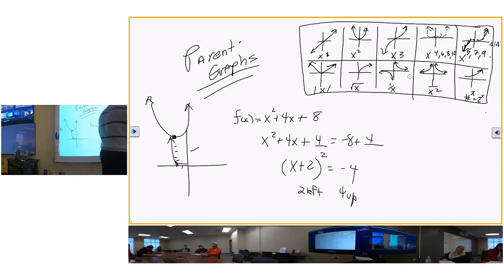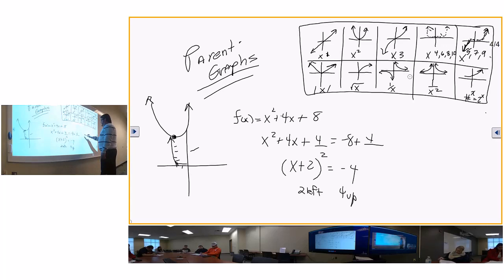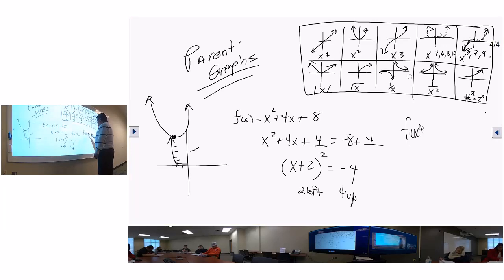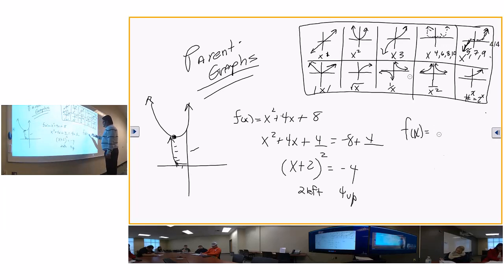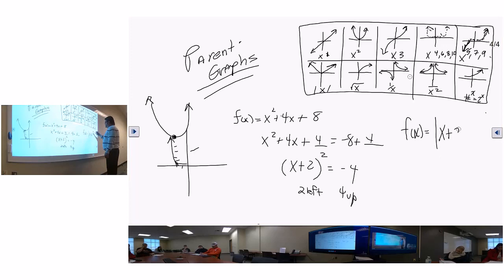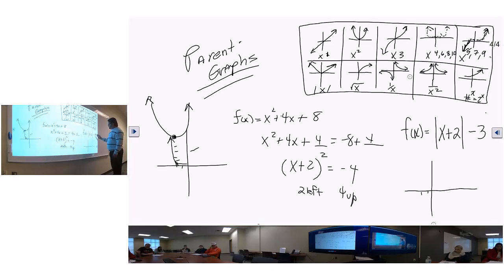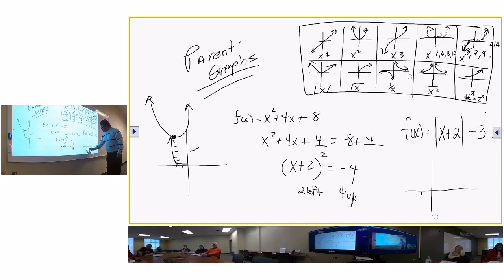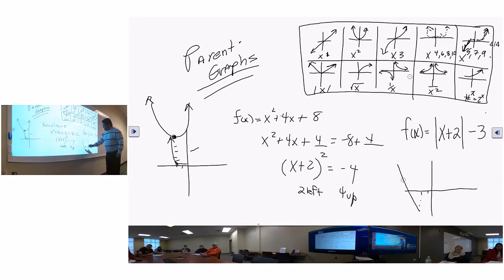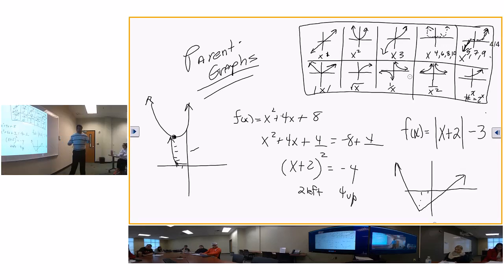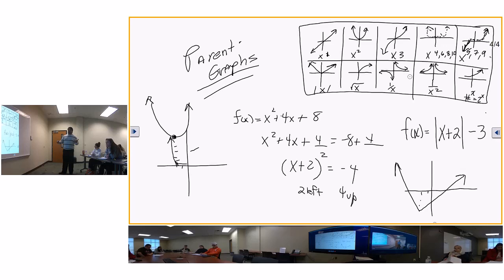Yes. Let's take absolute value. Let's say f of x is equal to the absolute value of x plus 2, minus 3. So that means I've got a horizontal shift of 2 to the left, and 1, 2, 3 what? Down. 1, 2, 3. Okay, 109 people, everybody should know that. Everybody should know vertical and horizontal shifts.